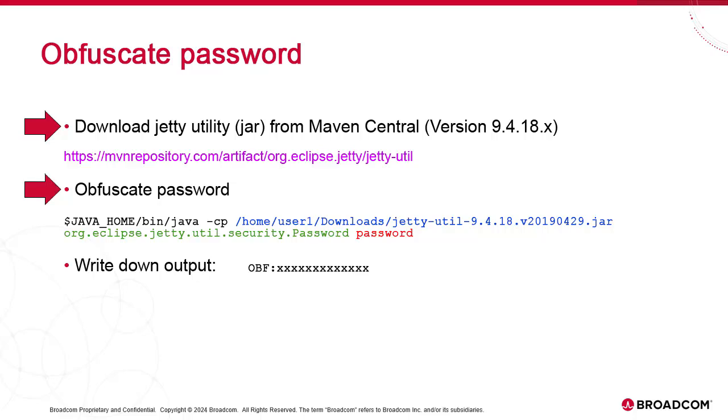We use the java -cp command with the utility. This does not affect the key store at all. It's only a way to conceal the passwords. It produces a string of characters that start with obf:. We recommend writing this down since we'll need it later.